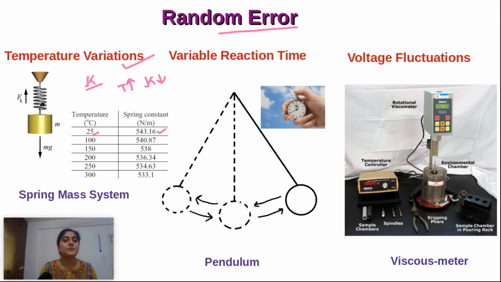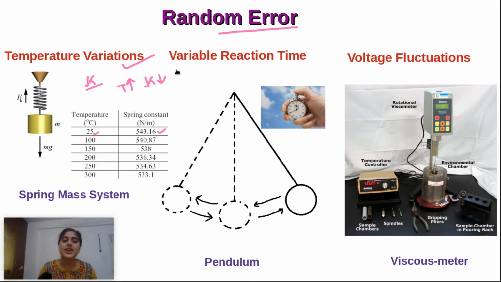So if you are observing how much displacement there is, and sometimes the atmospheric temperature is very high, then this displacement value can change. So this type of error comes in. This is called a random type of error, which can happen because we cannot predict it. Random error means an error which we cannot predict.